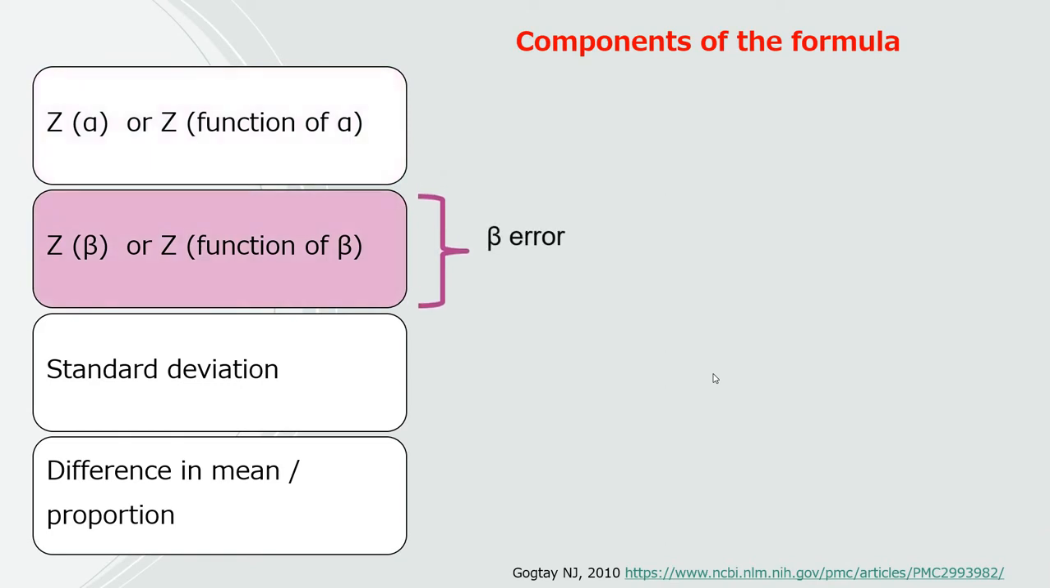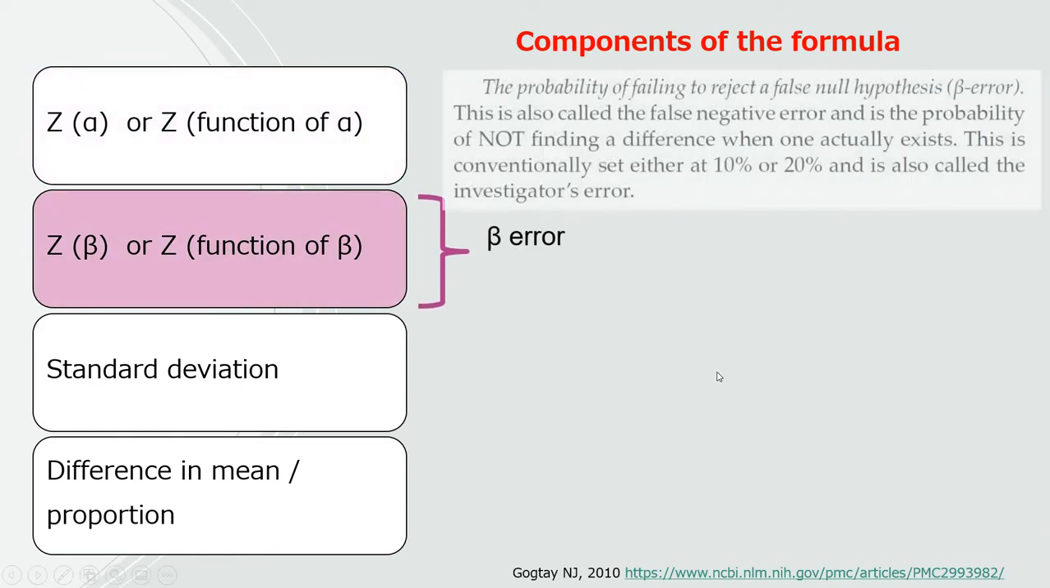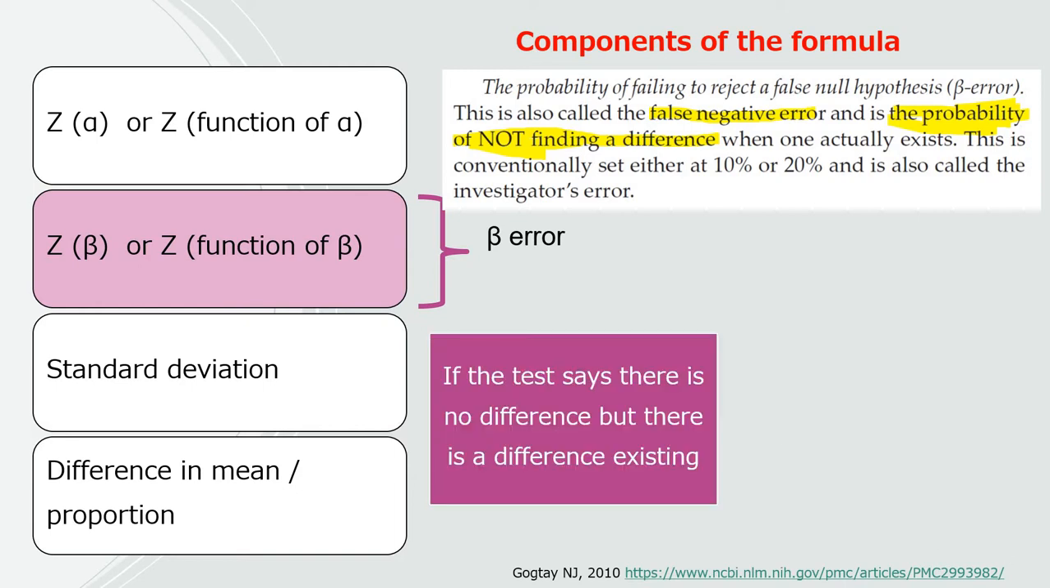Let's look at the beta function. The beta function is the different function in which we are looking at the probability to reject a false null hypothesis. It's also called the beta error. What does it mean? It means the probability of not finding a difference when actually one exists. So in reality, there is a difference between the two groups, but your test is showing that there is no difference. This is not as serious as an alpha error.